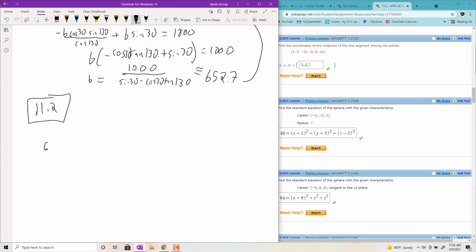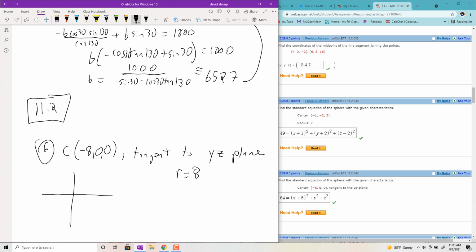They give you some pieces of information about the sphere, and then you have to give the equation of the sphere. It's tangent to the YZ plane. So basically, because it's tangent to the YZ plane, you then know the radius must be 8. That's just the distance from the center to the YZ plane. Okay, because if you look at the X, Y plane, you know that the center is at negative 8, 0, 0.